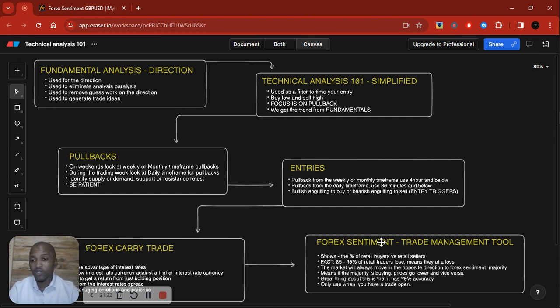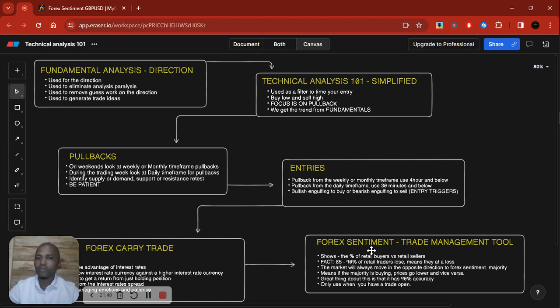Initially, when I started trading in my early days, I would actually use this as a direction that, okay, if majority is buying, then it should push price in that direction. But as I got exposed to fundamentals and this knowledge and understanding, then it clicked when I saw that, no, actually it's based on retail traders and retail traders lose, so we should go in the opposite direction, right?